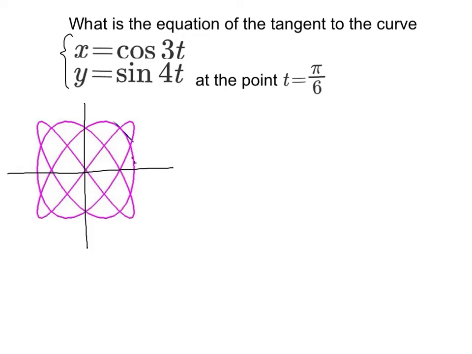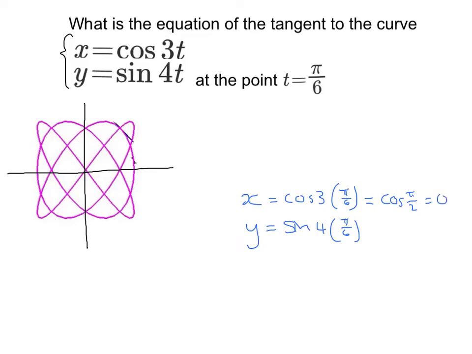So let's work out in terms of the Cartesian coordinates, if t is pi by 6, what coordinate we're looking at. So x is going to equal cos of 3 lots of pi by 6, and y is going to equal sine of 4 lots of pi by 6. So this is cos of pi by 2, which is 0. Oh, exciting. X is 0, so we are on the y-axis. And we're doing sine of 2 pi by 3, which is root 3 over 2. Okay, so we're looking for the point where x is 0 and y is root 3 over 2, so we are here.